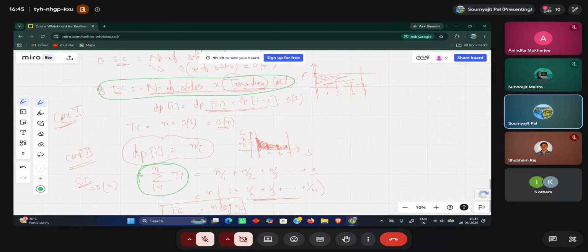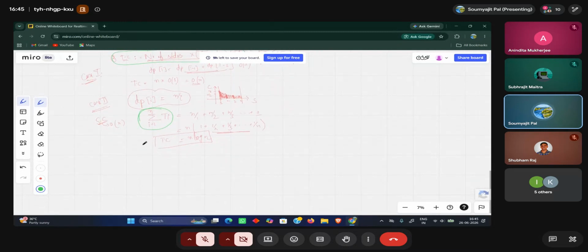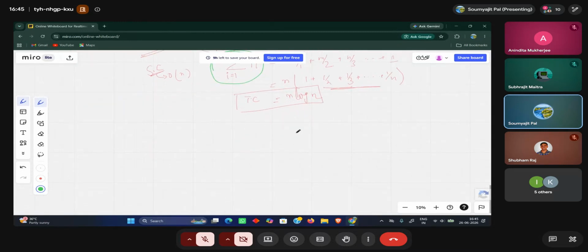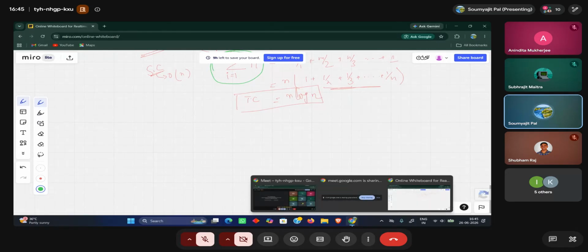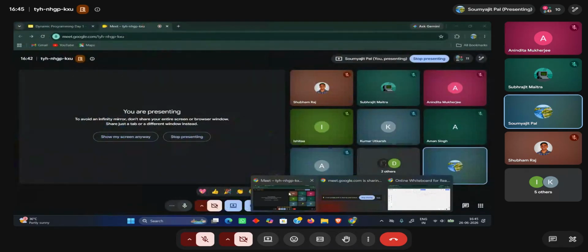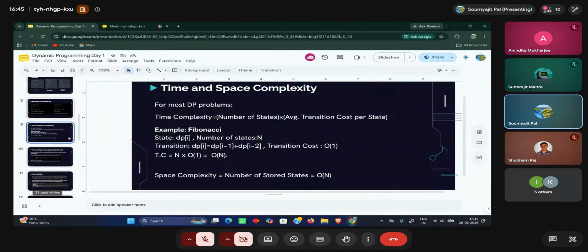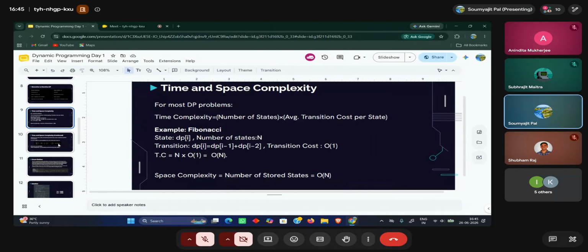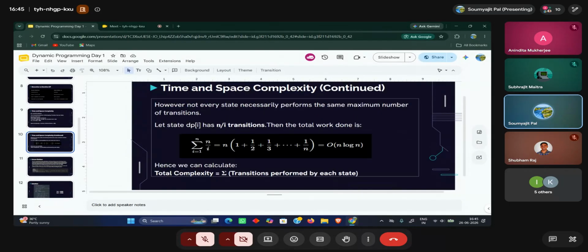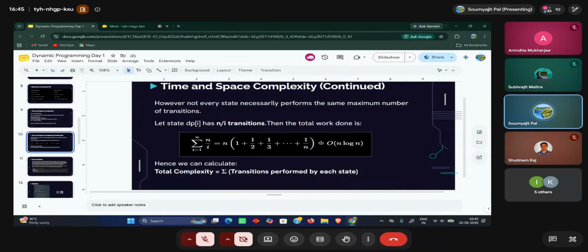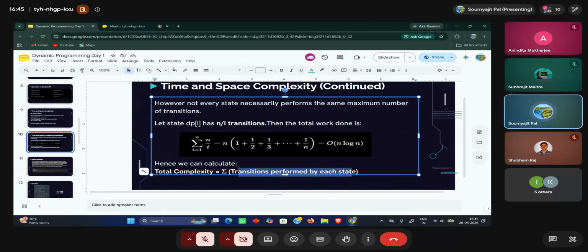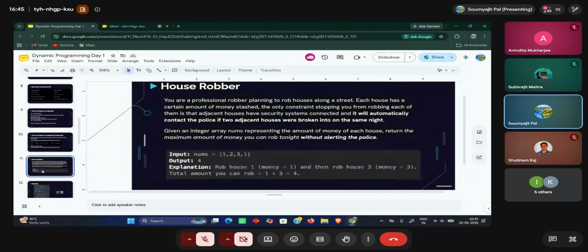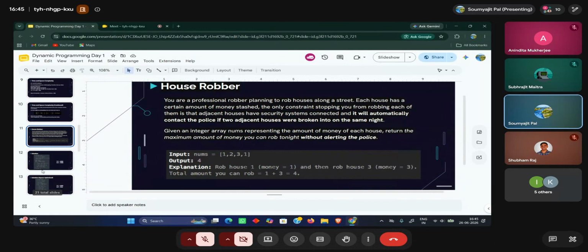Now let us solve a particular problem which will summarize all the concepts that we have discussed till now. Here all the points are mentioned. If it has n by i transitions, total work done is n log n. Transition performed by each state, summation of Ti. Right, now let us read the problem.